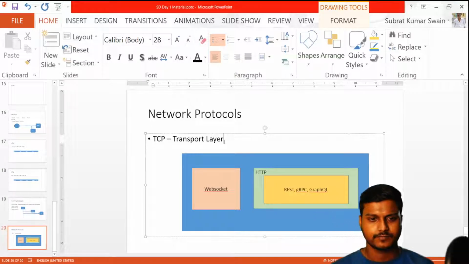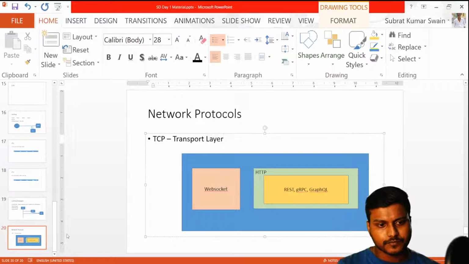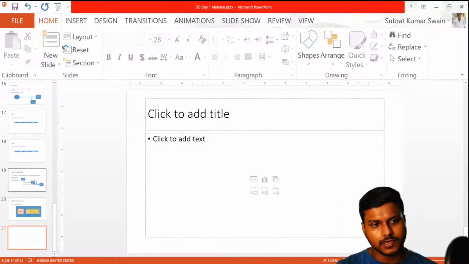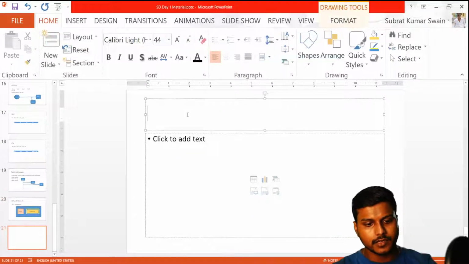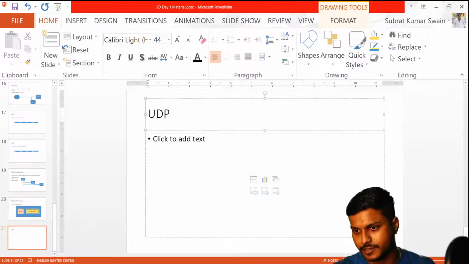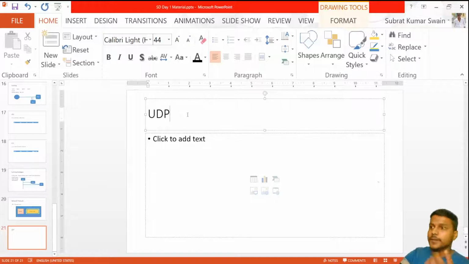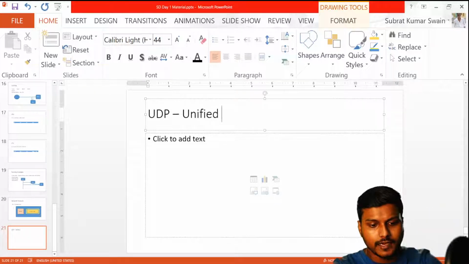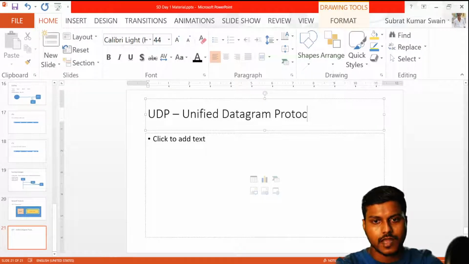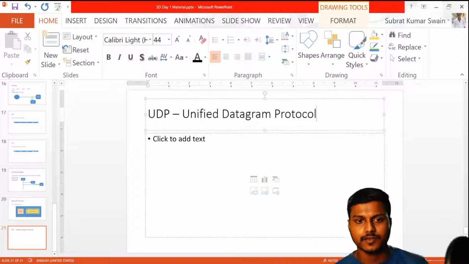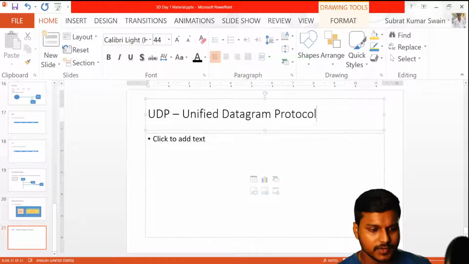That's it. Now coming to another protocol, a competitor of TCP, that is UDP, guys. I'm not sure how many of you have heard about UDP. If I remember it correctly, it stands for Unified Datagram Protocol. I hope it's correct. You can check it anyways.